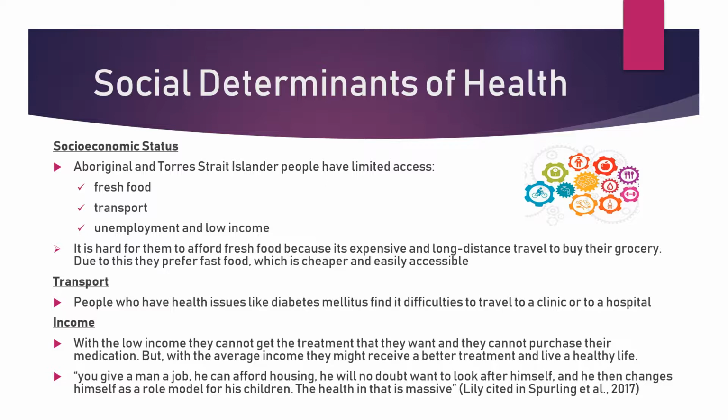Also, with low income, they cannot get the treatment that they need, and they cannot purchase their medication. But if they had an average income, they might receive better treatment and live a healthy life. Lilly, cited in Spurling 2017, stated that you give a man a job, he can afford housing. He will no doubt want to look after himself, and he then changes himself as a role model for his children. The health in that is massive. This shows that if Aboriginal and Torres Strait Islander people have a job and receive a better income, it will improve their socio-economic status and improve their health.